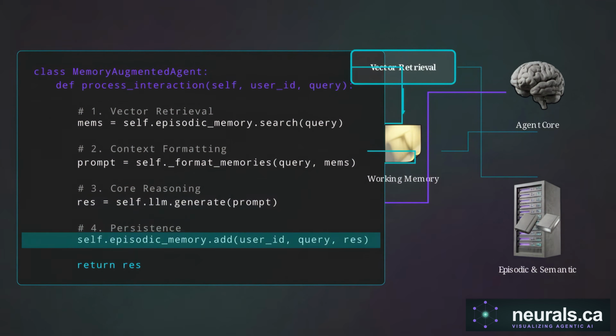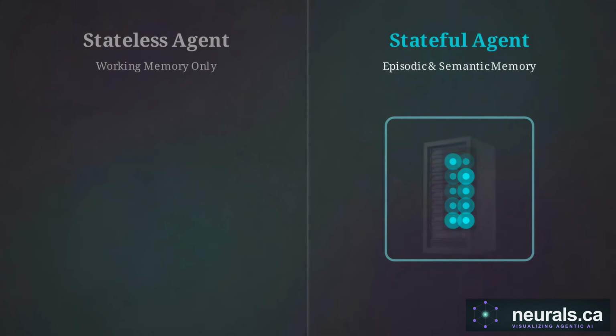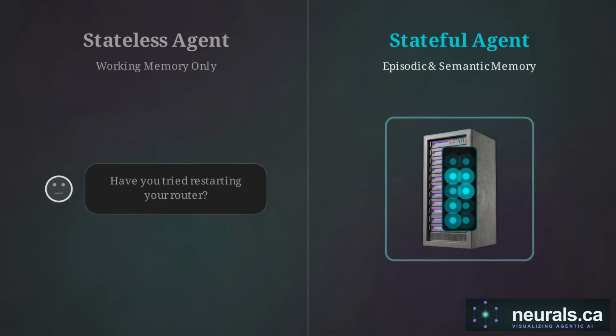Finally, the asynchronous episodic_memory.add function executes, writing the new interaction into the long-term episodic store for future access. By wiring standard vector database operations directly into the LLM's prompt cycle, engineers synthesize a stateful mind out of stateless APIs. In practice, this architecture solves complex continuity problems.